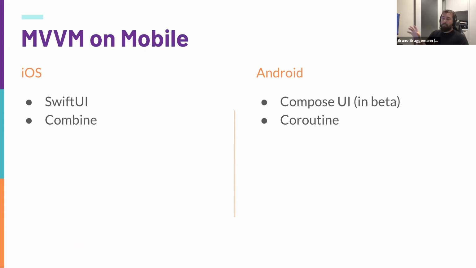So there is really no message being sent. It's just that I update this, you are observing that field, and I know that I need to change mine here. They also added Combine, which makes this even more powerful, with publishers and all this stuff that facilitates reactive communication. On Android, on the same side, they now have Compose UI. It's really nice. It's still in beta, so we are not using it yet. But coroutines are also something really powerful.